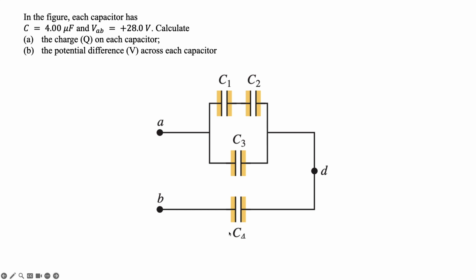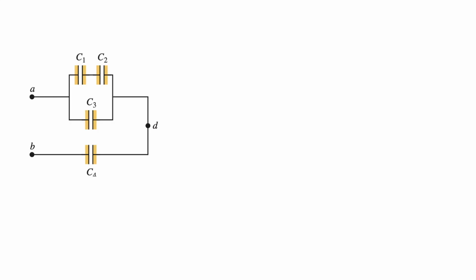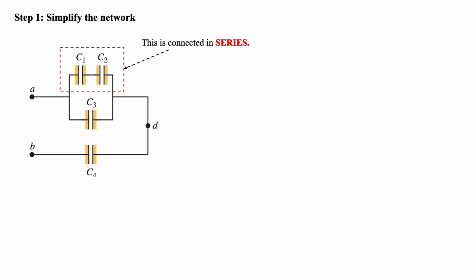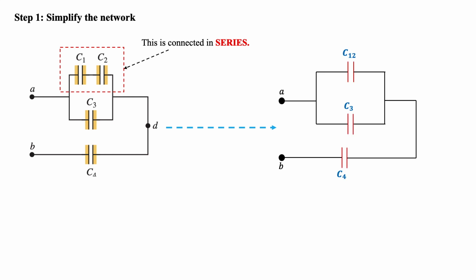Now, the approach that I will be teaching you to solve this problem is very easy. It is based on finding the C_eq, or the equivalent capacitance. Let's start by simplifying the network, and you should realize that C1 and C2 are actually connected in series. So I'm simply going to simplify my network by rewriting my capacitor network like this.